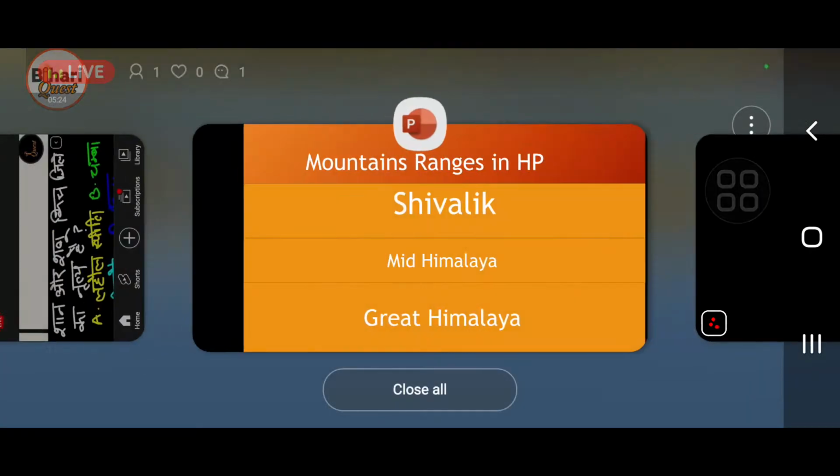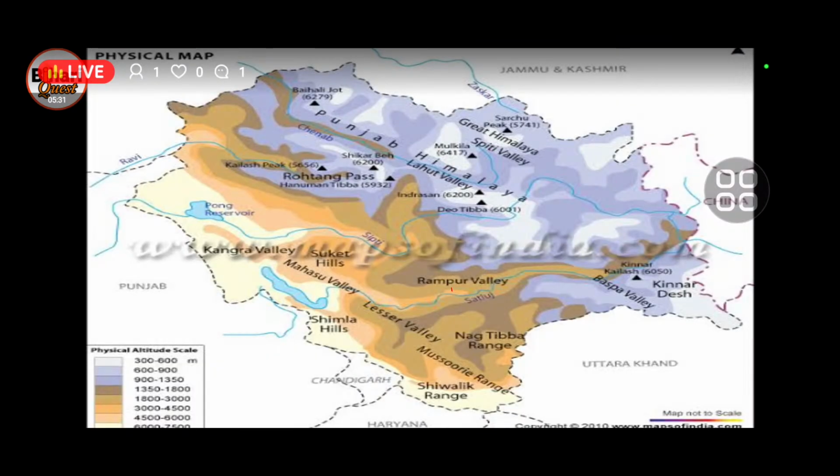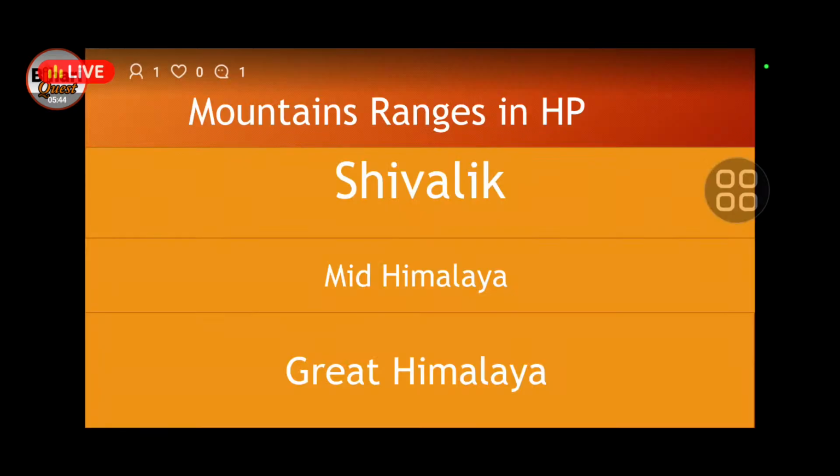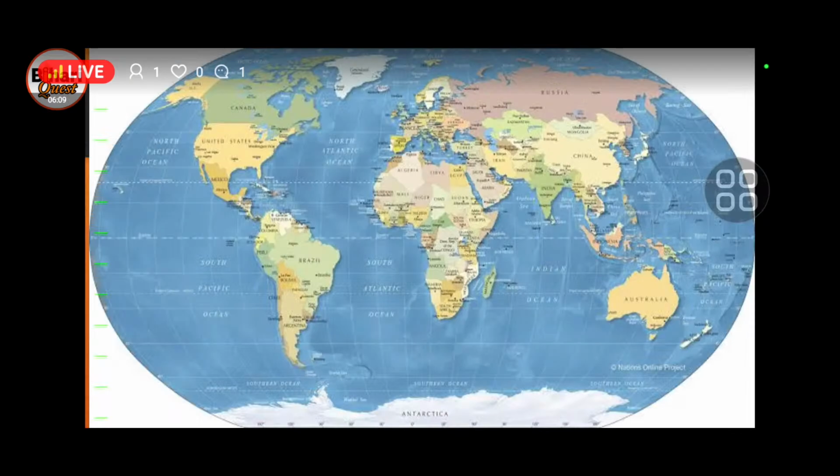Next, if we see this map, this is a physical map, and the physical map shows rivers, mountain ranges, and many other things. Mountain ranges are also shown in the physical map. We see Shivalik, Mid Himalaya and Great Himalaya are three stretches of Himalaya which lie in Himachal Pradesh.